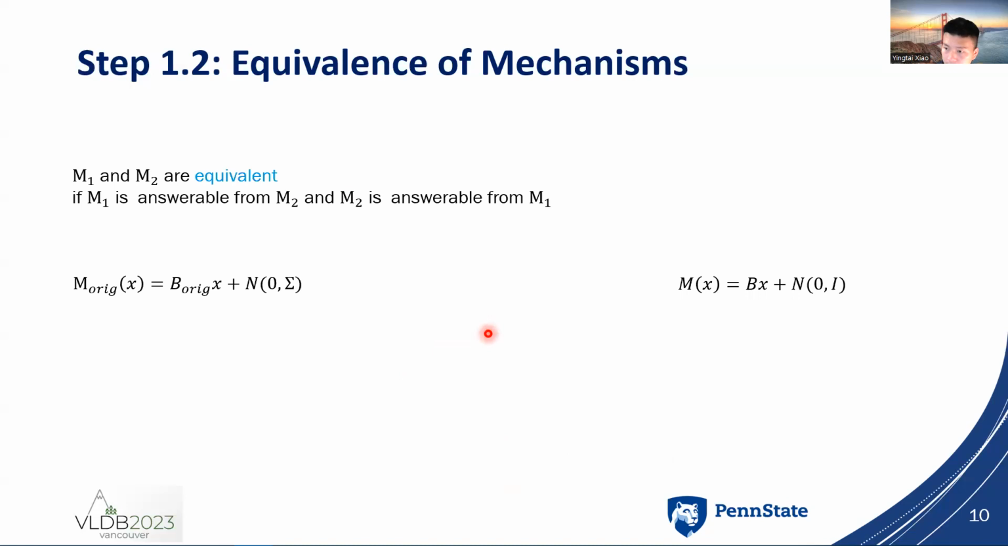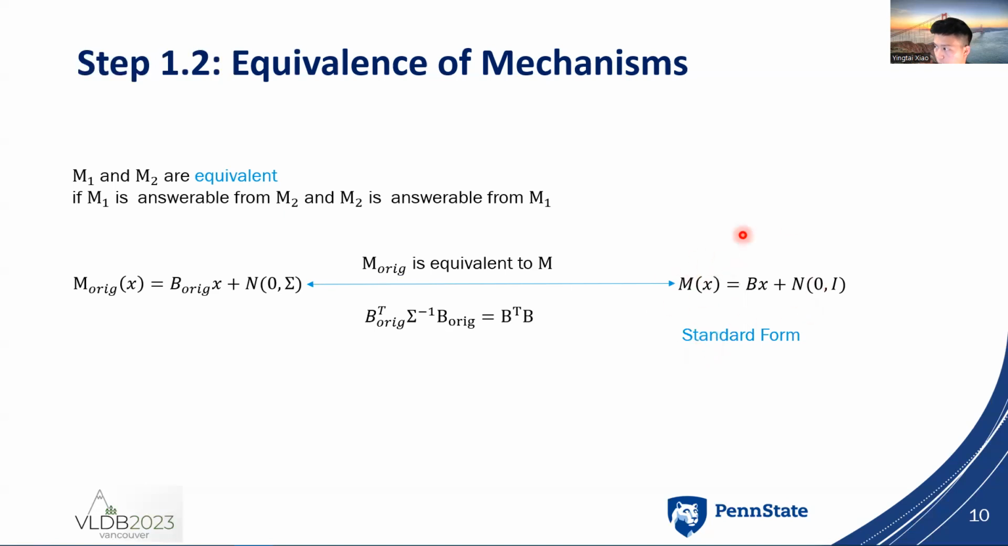Using this property, we can transform an arbitrary original mechanism into a mechanism that has some nice property. For example, we add independent Gaussian noise to the original mechanism. Once they satisfy this constraint, the property that their privacy cost matrices are the same, it can be shown that they are equivalent, they are answerable from each other. And we say that they are equivalent in that sense. And we also say that this is in the standard form because it has a nice property that the covariance for the noise is independent.